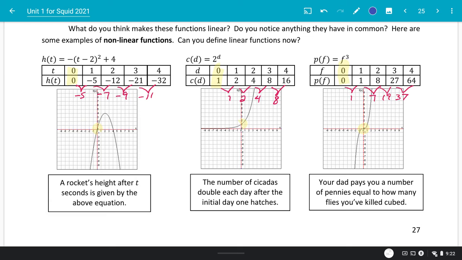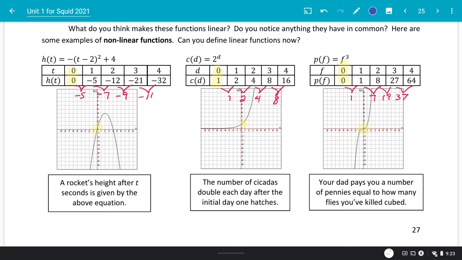Notice those things I have written in red? Like the first one, the table goes down 5, down 7, down 9, down 11. What happened in the linear functions? They all went up by 1. They went up by a constant rate of change. So linear functions have a constant rate of change. Nonlinears do not have a constant rate of change.